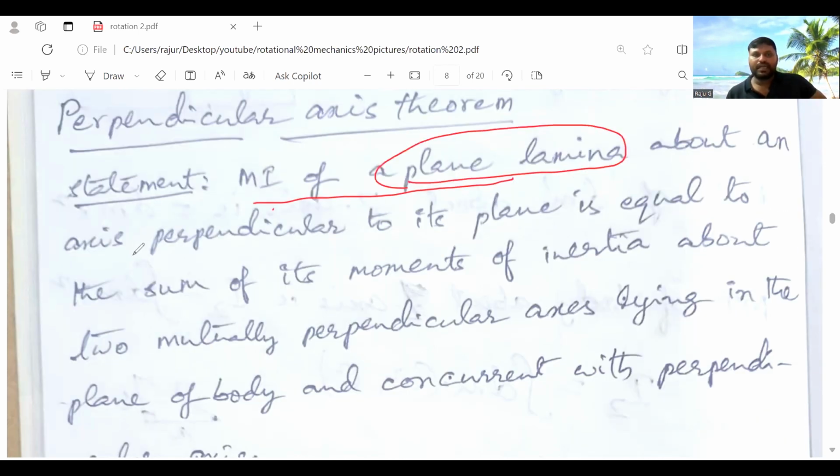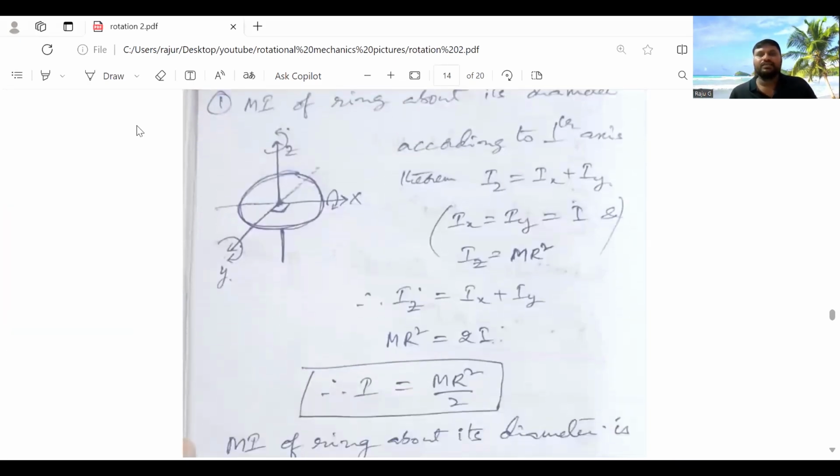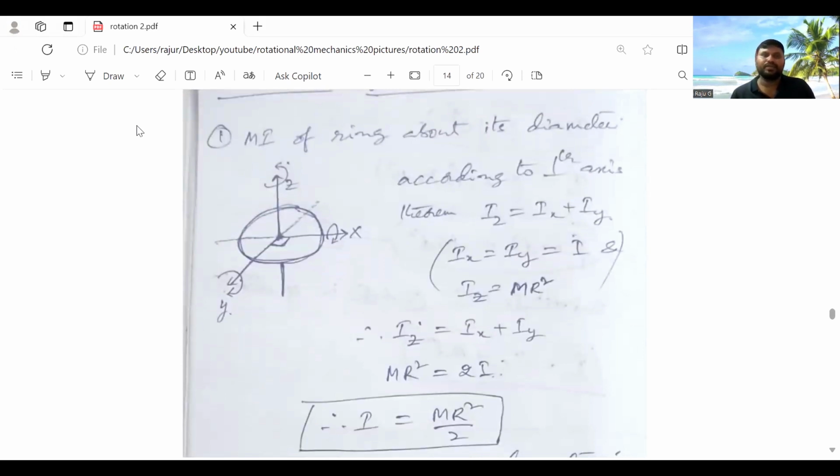And the moment of inertia about an axis perpendicular to its plane is equal to this; this theorem is valid for now. We will find the moment of inertia of a ring about its diameter. We know the moment of inertia of the ring about its axis, which is passing through the center and perpendicular to the plane of the ring. According to the perpendicular axis theorem, Iz is equal to Ix plus Iy. In this picture, clearly Ix is equal to Iy because each and every diameter is similar. Ix and Iy are two diameters perpendicular to each other, just diameters of the ring. Therefore, their moments of inertia are the same.